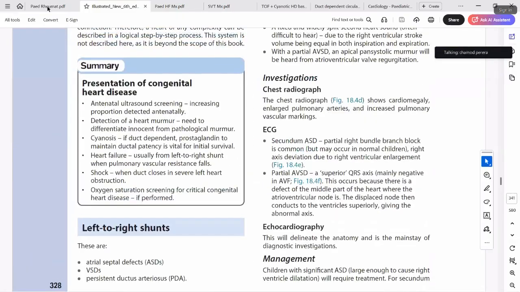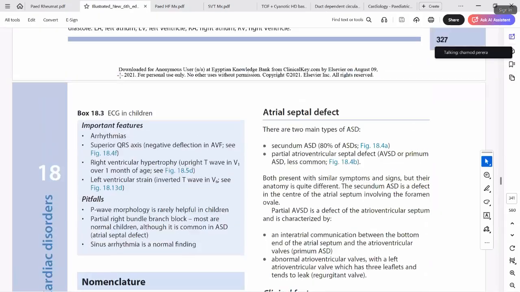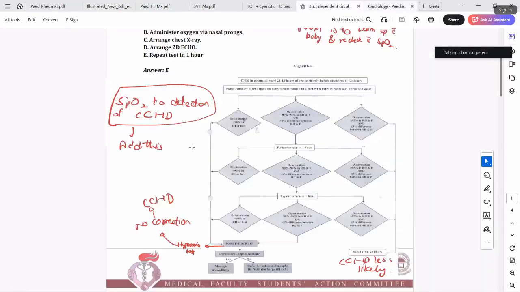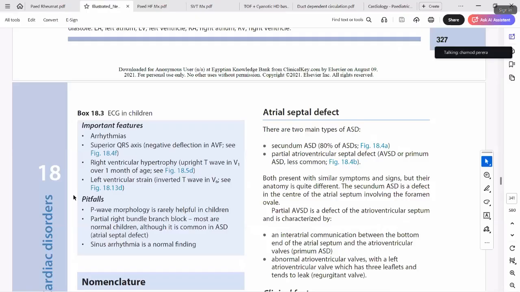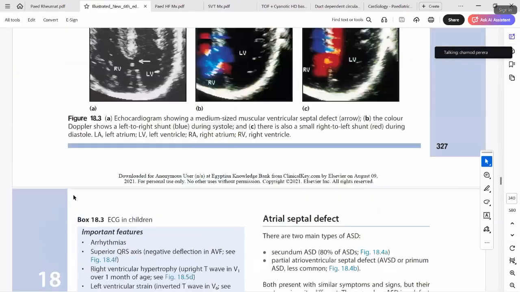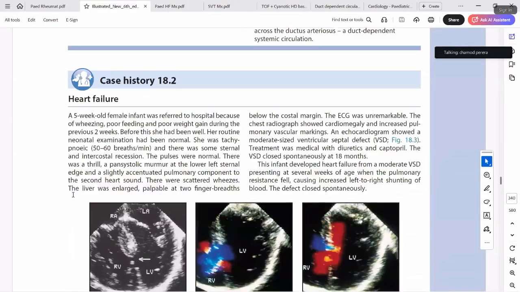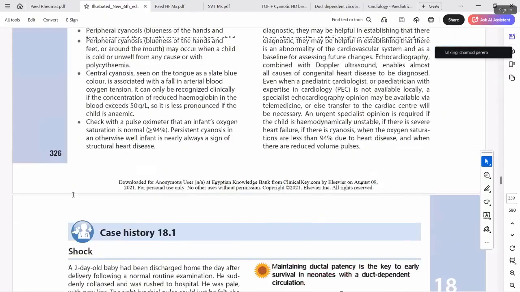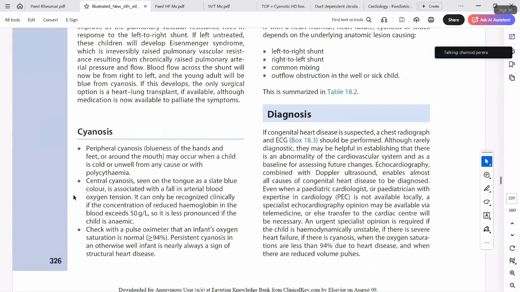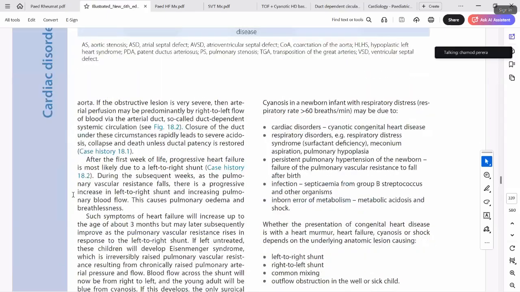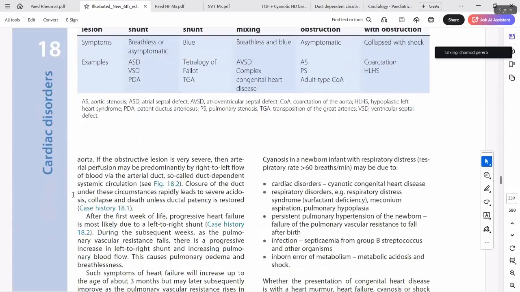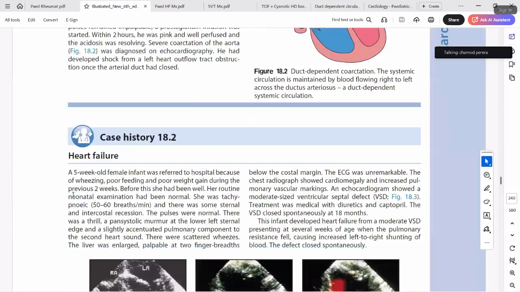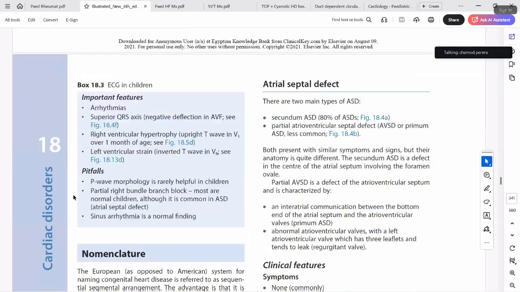Okay, I can't find a coarctation here. Coarctation of aorta has two kinds, right? One is the adult type coarctation of aorta. The other one is the neonatal coarctation of aorta. That is the important one, because when the coarctation of aorta occurs in neonates, it falls into this duct dependent circulation, right?